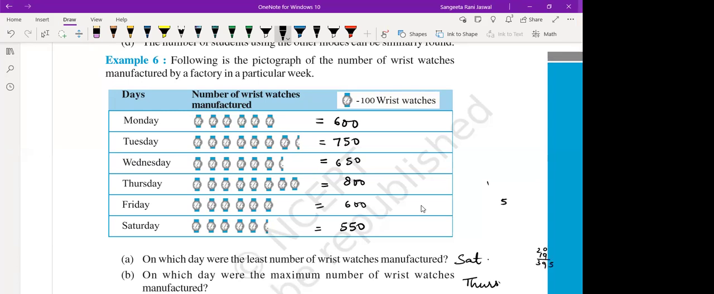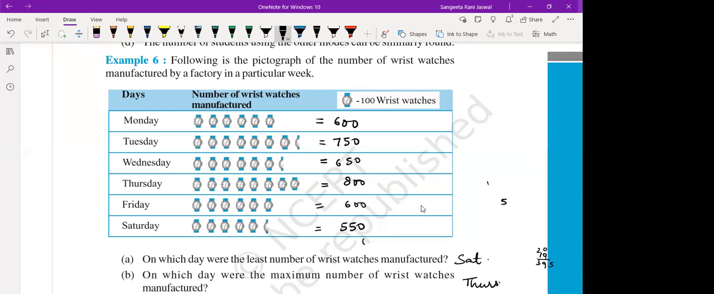How much is that? 3,900, ma'am. Ma'am, I got 4,550. Why? So many different answers are there. 3,850. Oh, let me check here. See here.